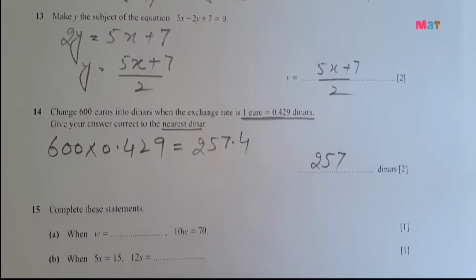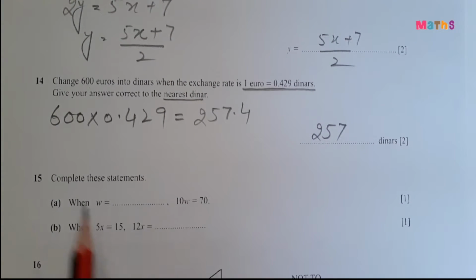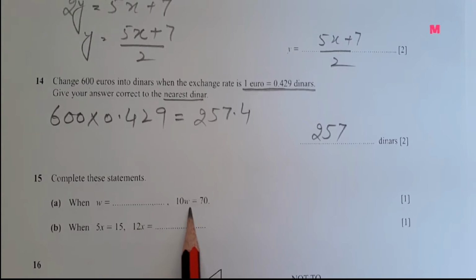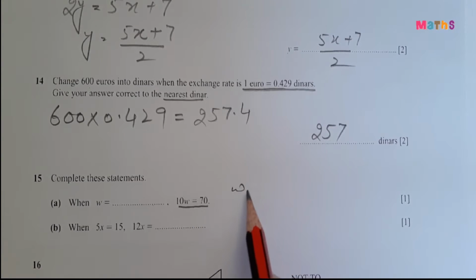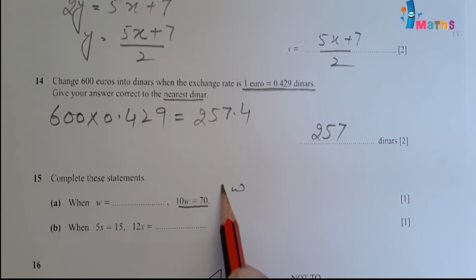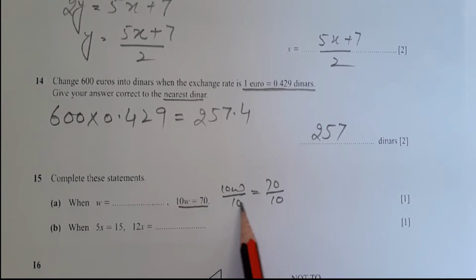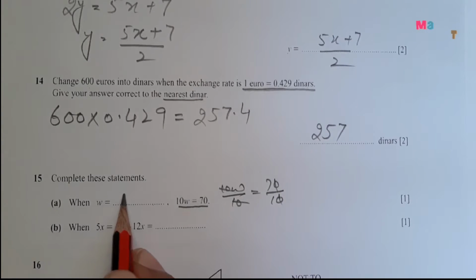Question number 15. Complete these statements when 10W is equal to 70. So to find value of W, we will divide both sides by 10. So 10W by 10 is equal to 70 by 10. So W will be equal to 7. So we can write here 7.